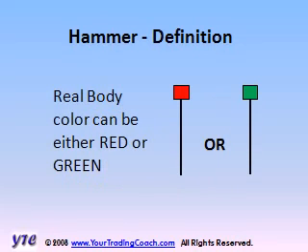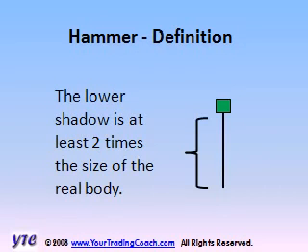Okay, like the shooting star and the hanging man, the real body of a hammer can be either colour, red or green. The green body is slightly more bullish than the red body, and I'll demonstrate that shortly when we discuss the psychology or sentiment of the pattern. The lower shadow is at least 2 times the size of the real body, and ideally there's no shadow above the candle. However, a very small shadow can be acceptable.